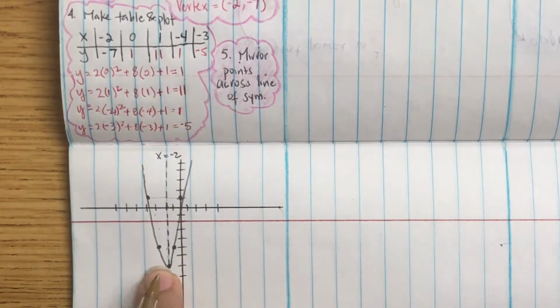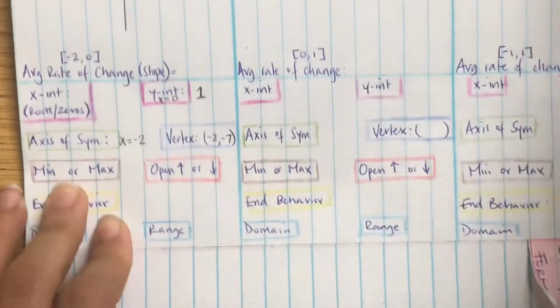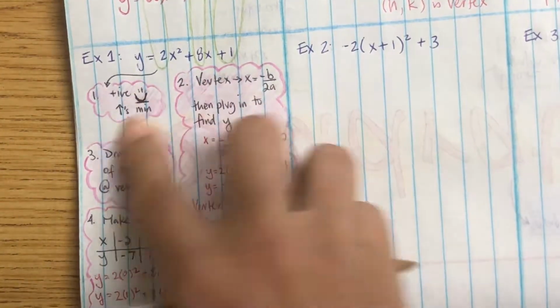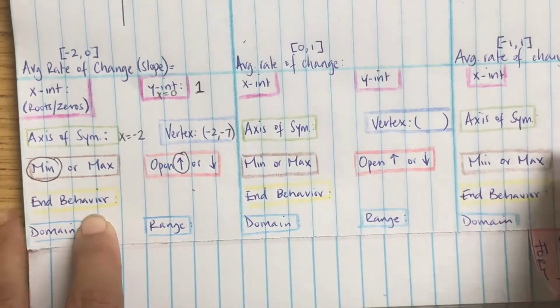The vertex is the bottom of the U, I guess. -2, -7. Is it a max or minimum? Well, look at the bottom. It has a bottom, so it's a minimum. Does it open up or down? It opens up. So U is going to be up, and N is going to be down.